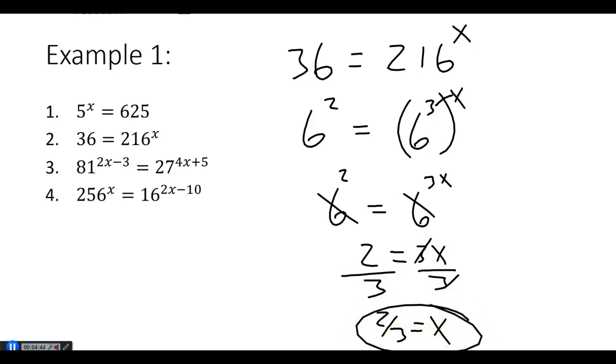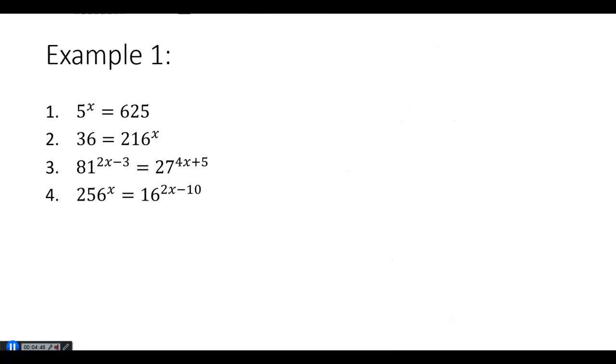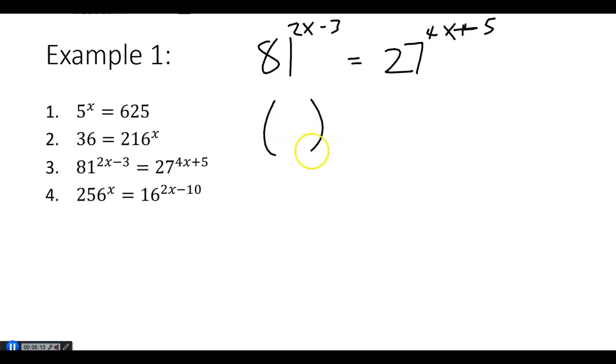Let's go ahead and take a look at number 3. Number 3 looks a little bit more complicated. It's not all that bad. So we have 81 raised to the power of 2x minus 3 equals 27 to the 4x plus 5. Okay, so let's look at our table and see if we can find which column has an 81 and a 27 in it. Hopefully you're noticing that it is the 9 column.